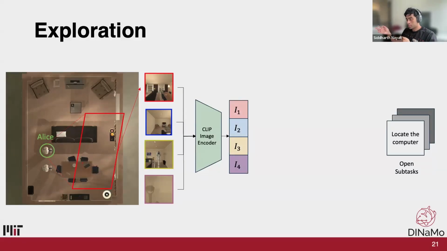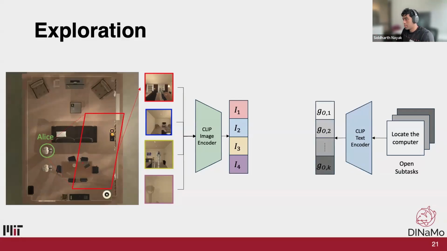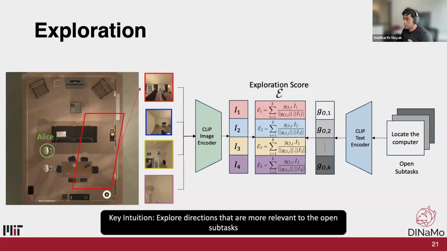Similarly, we have a list of open subtasks that the planner language model has come up with. We feed each of these items from that list to the corresponding CLIP text encoder, so we get similar encodings for that. What we do over here is take the dot product and sum it over all the open subtasks. And then we explore the direction which gives a higher exploration score.